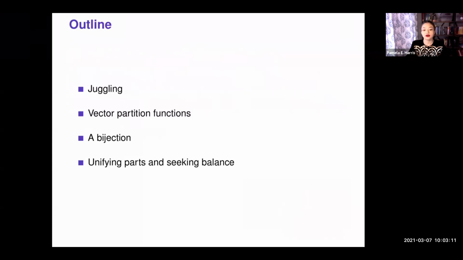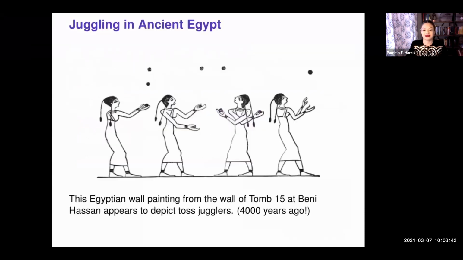And then I'll take you through what will feel like a separate journey through vector partition functions. But at the end of the day, these in fact are the exact same thing. And so we'll see a bijection that I'll introduce. And then what I want to do at the end is think a little bit about my own mathematical journey and about the parts that make me who I am, and how I've been trying to figure out how to juggle them all, but really trying to find some balance in the work that I've been doing. So let's get started with some history of juggling.